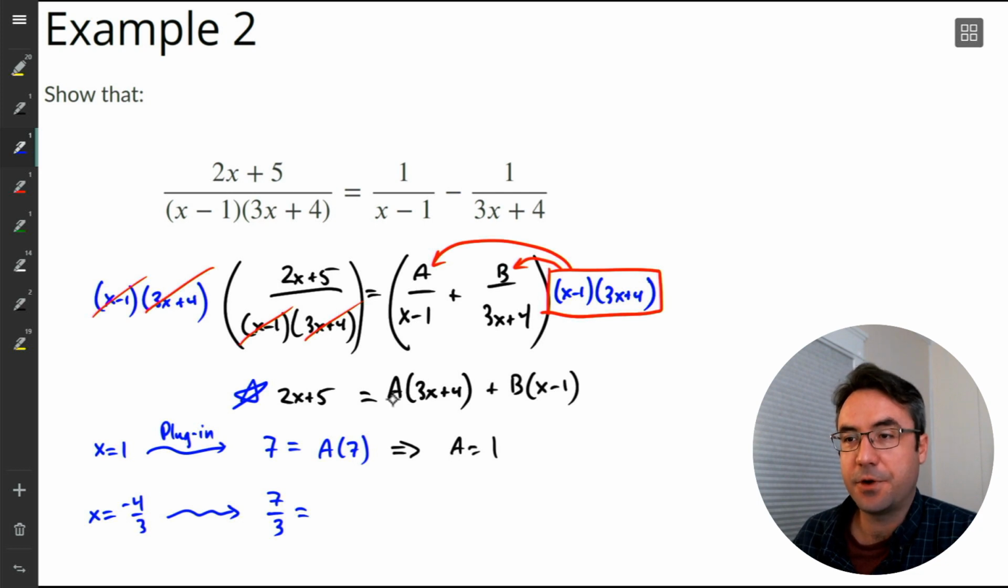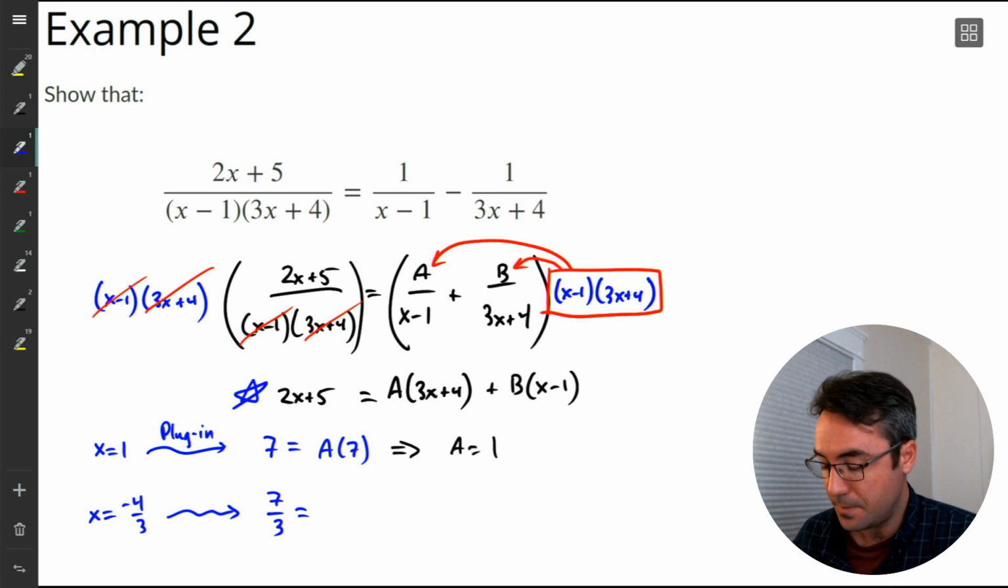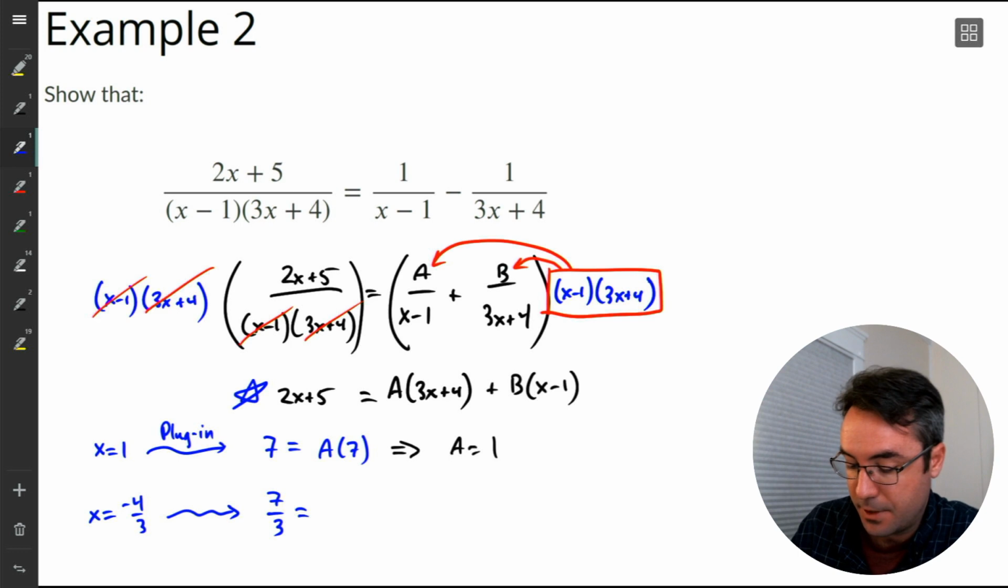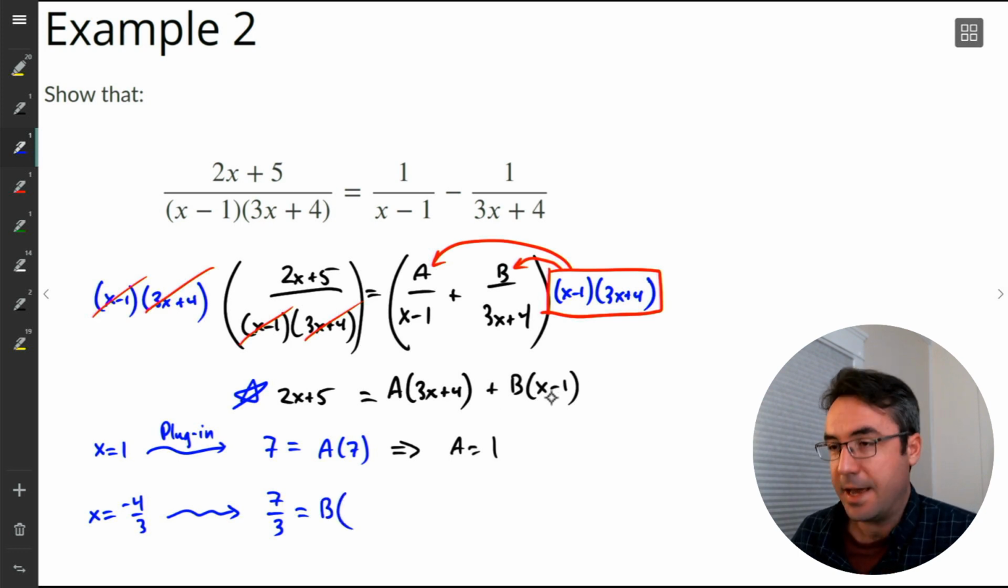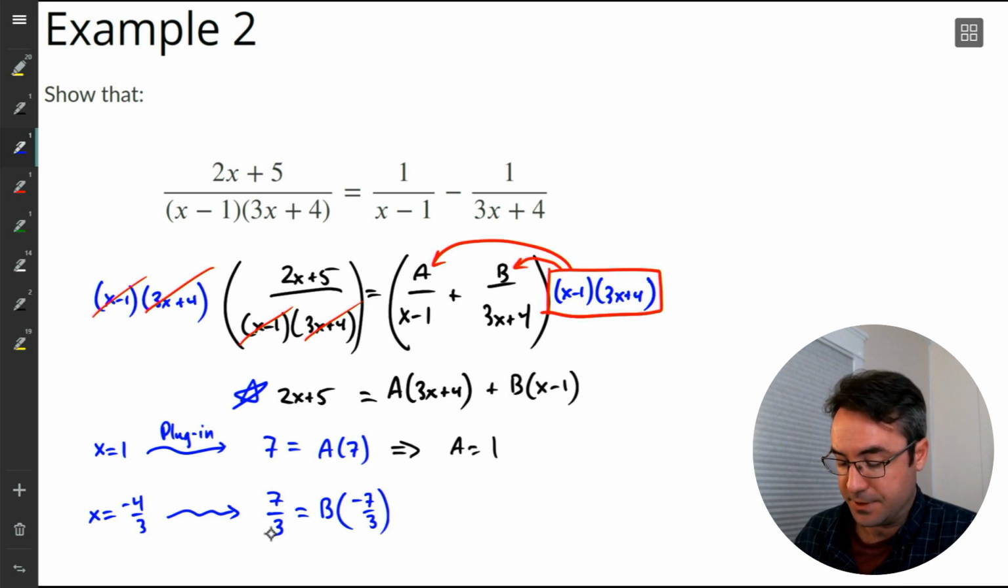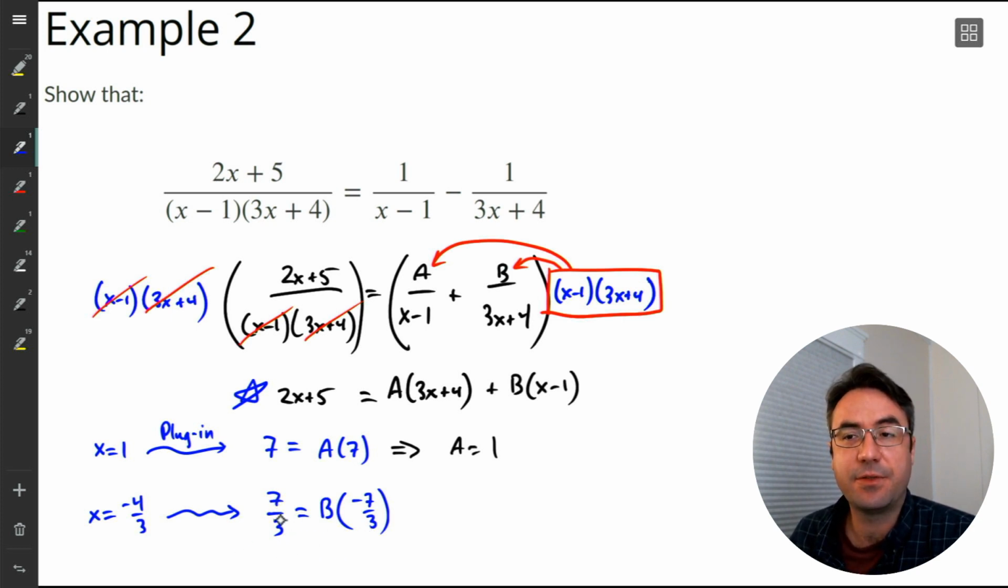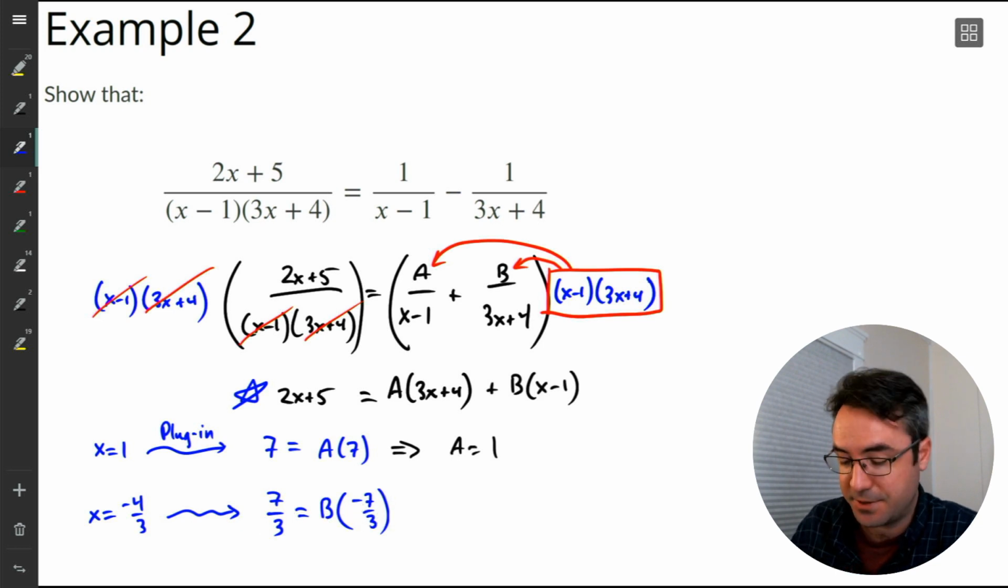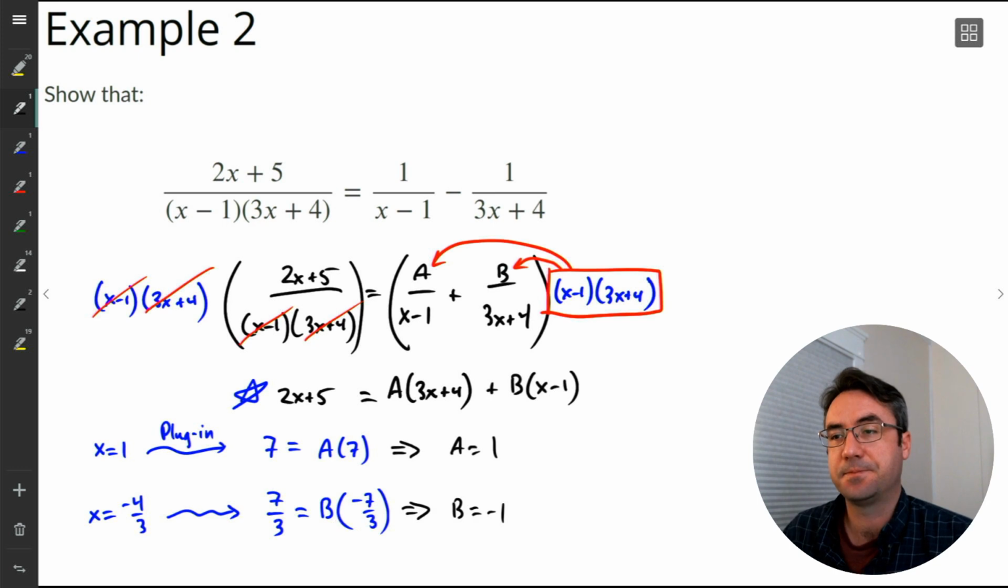We take this negative 4/3, plug it in to this 3x plus 4. That's going to give us 0. So this whole a term is just going to be 0 because this 3x plus 4 becomes 0. And then what happens when we plug it in over here? Well, we're going to have b, and negative 4/3 minus 1, that's negative 7/3. And so this equation is not too bad to solve. We have 7/3 equal to b times negative 1 times 7/3. Divide both sides by 7/3, and we end up with b is equal to negative 1. Do a little bit of work there.